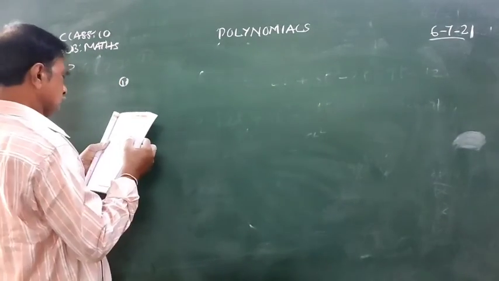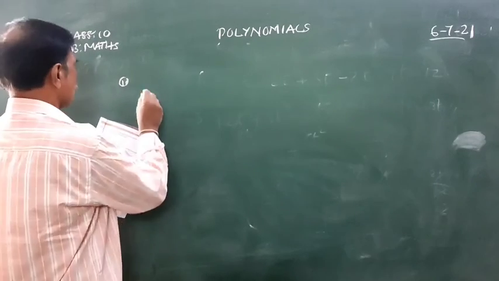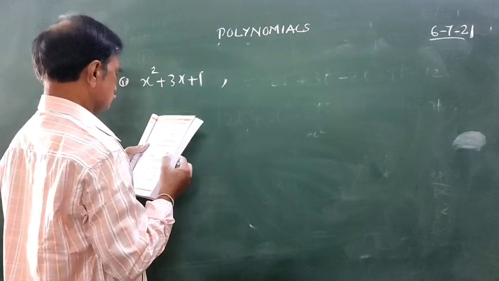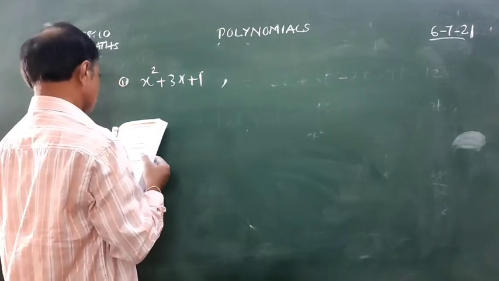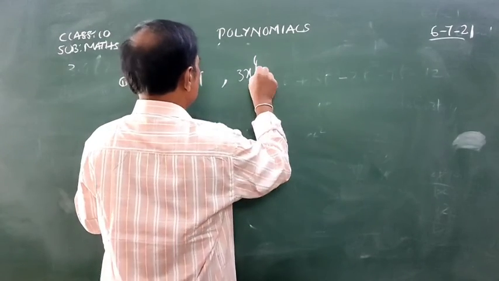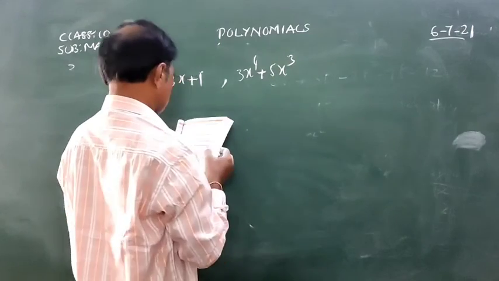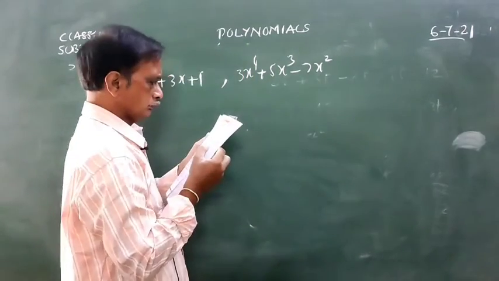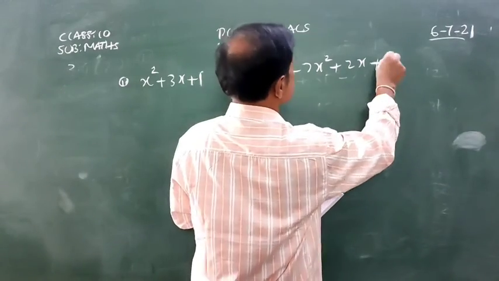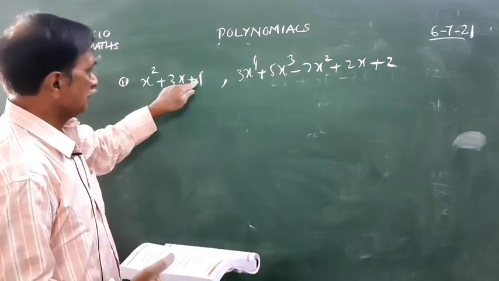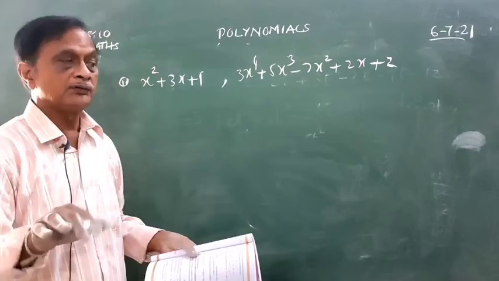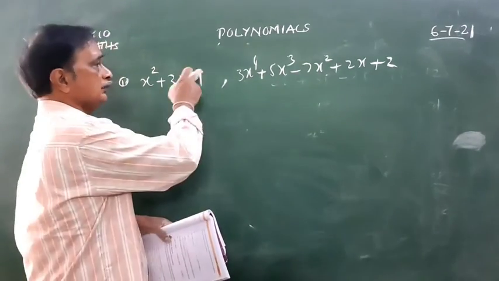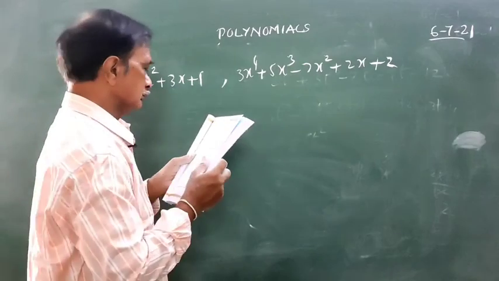Second one, x square plus 3x plus 1, and 3x power 4 plus 5x cube minus 7x square plus 2x plus 2. You have to check whether this polynomial is a factor of the second polynomial. How? By dividing the second polynomial by the first polynomial. If you get 0 as a remainder, then you can say that the first polynomial is a factor of the second polynomial. Otherwise, not a factor.